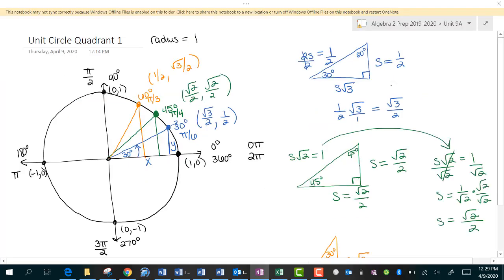So sometimes you'll see this referred to as your pi over 6 family, pi over 4 family, and pi over 3 family. And we'll see if you can build that first quadrant of the unit circle. That's really going to help you then build the rest of the unit circle as well. And we'll talk about the remaining parts of the unit circle tomorrow.